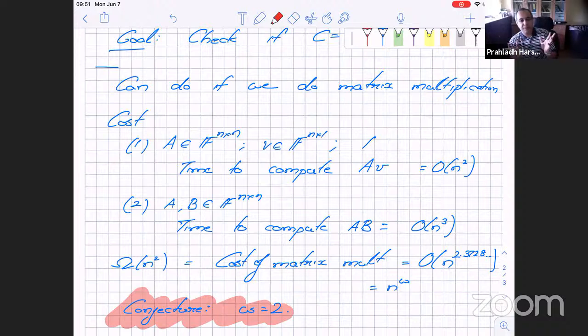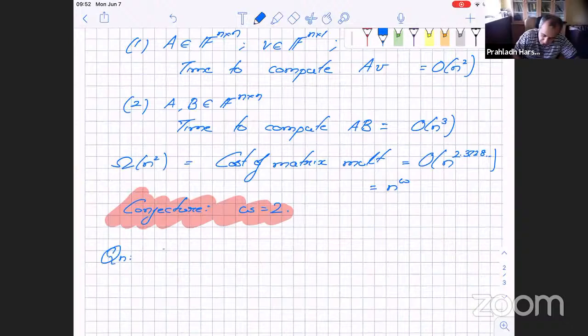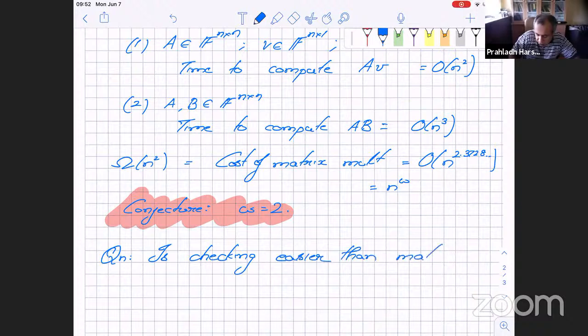This is deterministic computation. But now I'm not asking you to compute matrix multiplication. I'm giving you C, the product, and I'm giving you A and B, and asking you to check if AB equals C. Can we do this faster? It's not the same as computing AB. So the question is: is checking matrix multiplication easier than matrix multiplication itself?